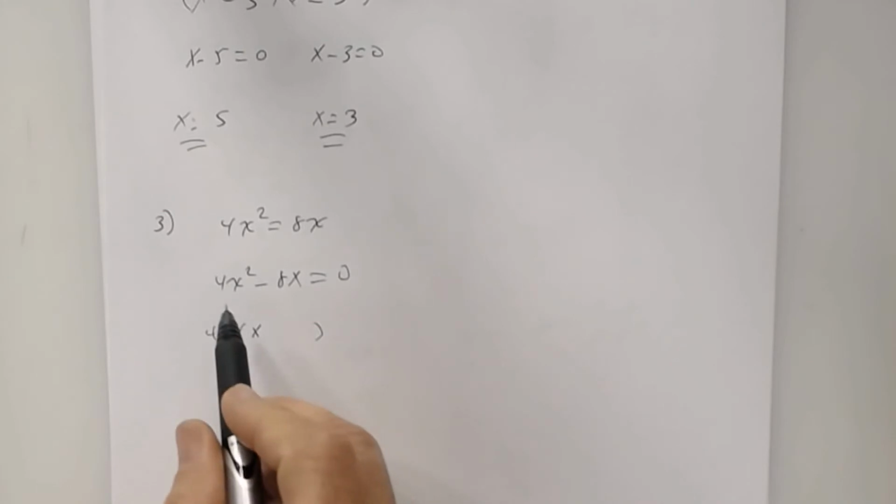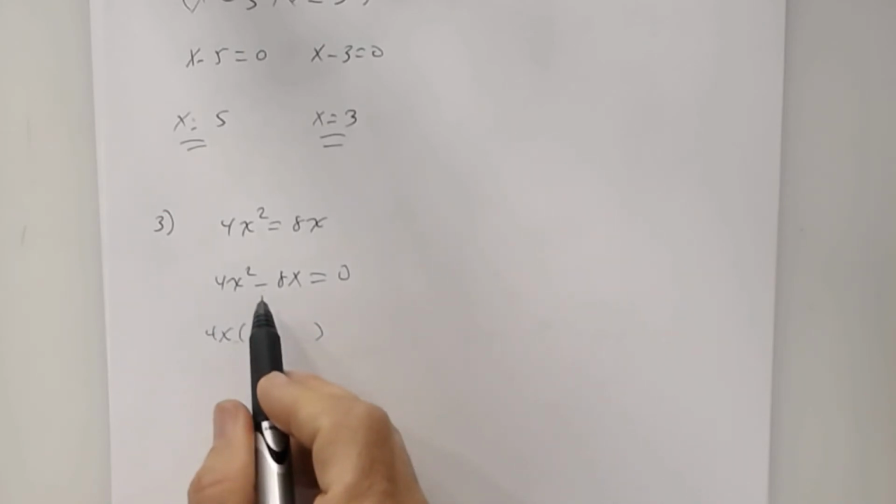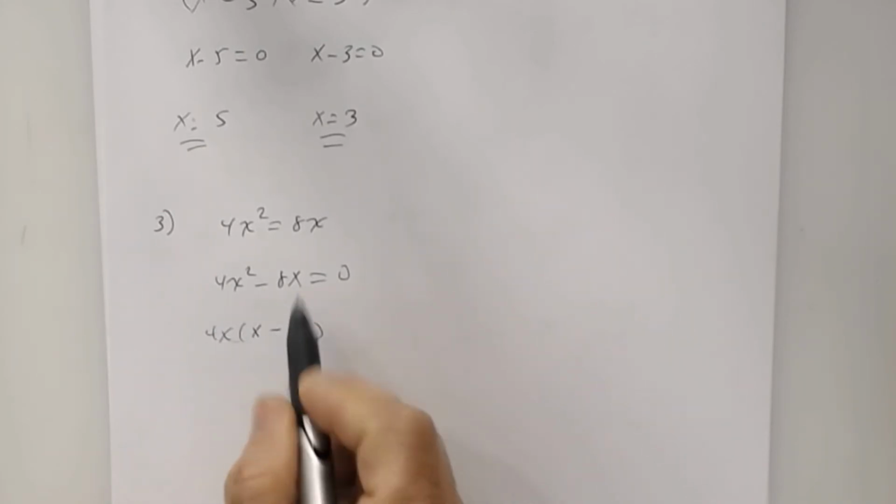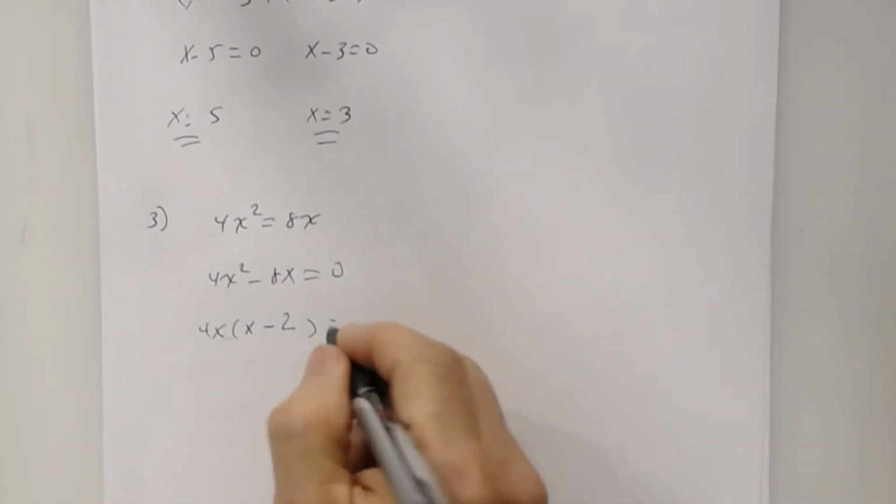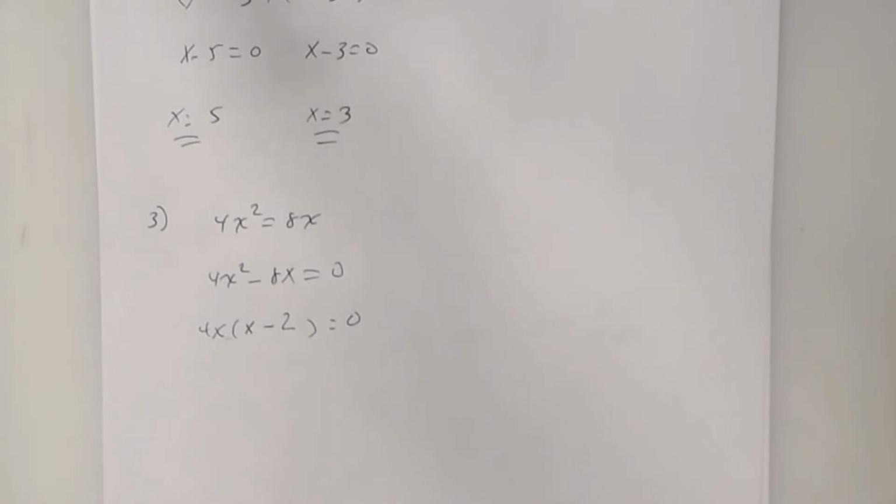4x times x is what? 4x squared. Minus 4x times what is 8x? 2. All right, so that's where we're at. And that's equal to what? 0. All right. So did I factor? Yeah, I factored.